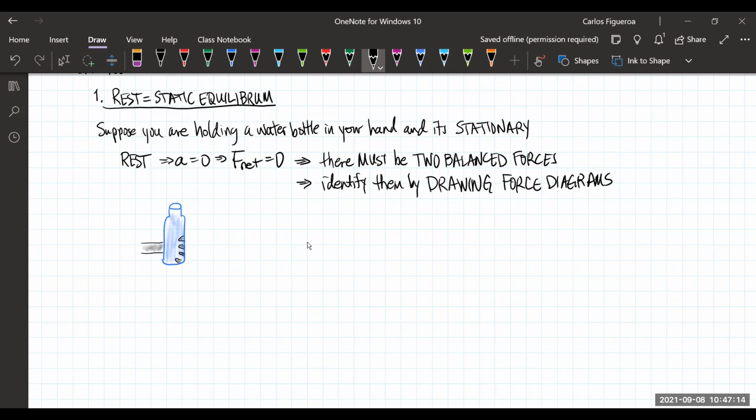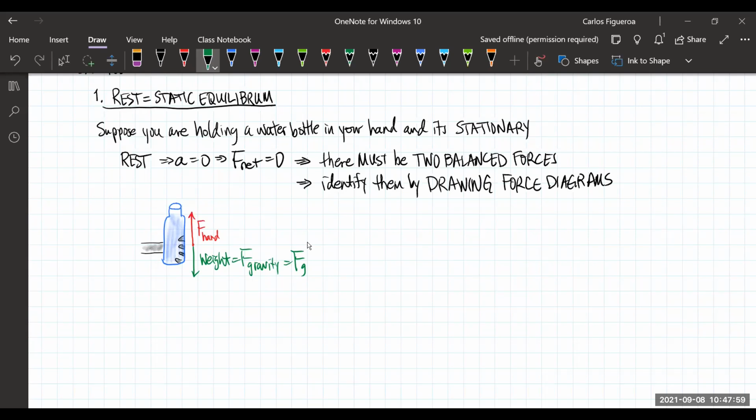So there must be two forces that balance each other out. Well, one, there's clearly your hand. The force of your hand is doing what? It's holding up the water bottle, so it has to push up. But everything that has mass has a weight, and the water bottle has weight. So there must be the weight. But what do we call the weight? It's the force of gravity. And how do we typically write the force of gravity? We write it as Fg.